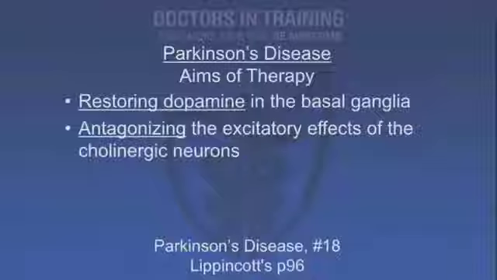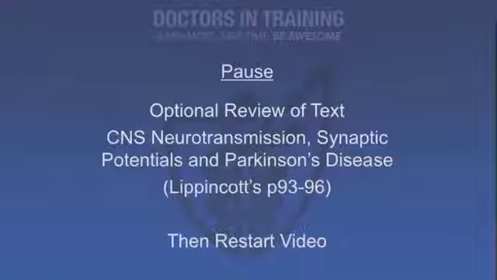And our therapies are aimed at restoring dopamine in the basal ganglia and antagonizing the excitatory effects of the cholinergic neurons. Now let's pause for a moment and review the material that was just covered. Before we do that, if you haven't already done so, this might be a good time to read your pharmacology text that corresponds to the material that was just discussed. Then together we'll go through the quick review in the study guide.